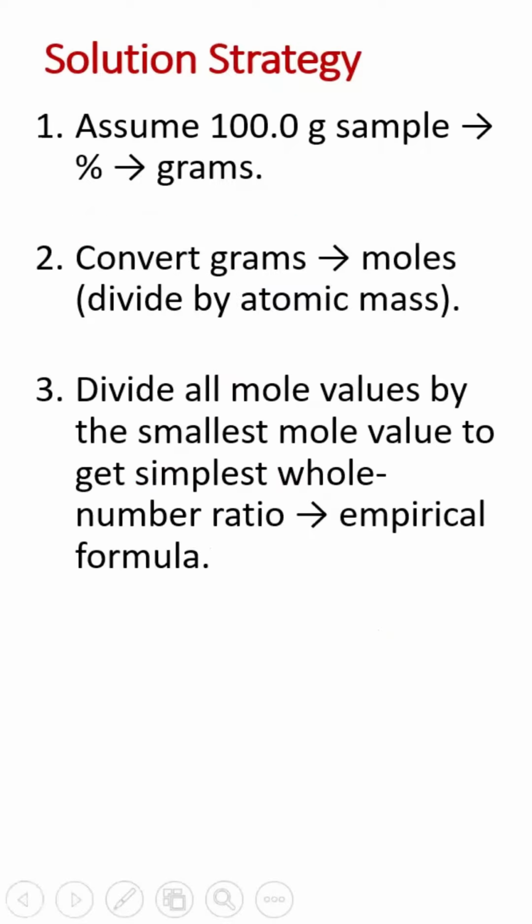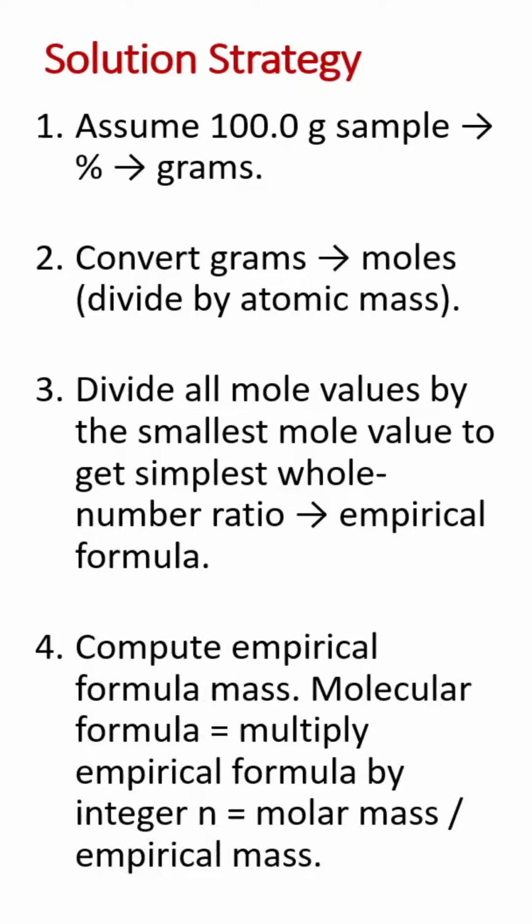Once we have the number of moles, divide all the mole values by the smallest mole value. For example, X is 3 moles and Y is 1.5. So 1.5 is the smallest number of moles. So I will divide 3 by 1.5 and 1.5 by 1.5 to get the simplest whole number ratio, to get the empirical formula. From step 3, we now have the empirical formula.